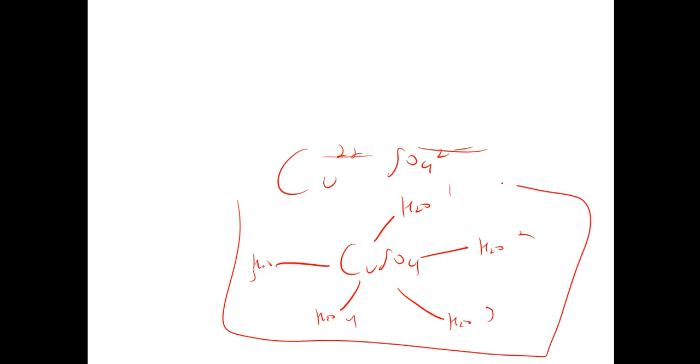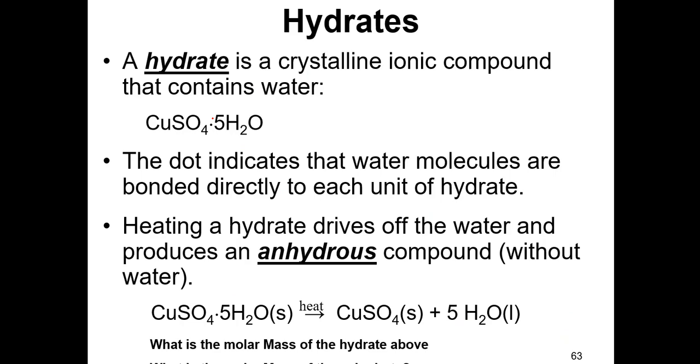Now, they're attached to each solid copper sulfate, so technically all of this is considered a solid. And anything that has a nice solid repeating structure we call a crystalline solid. So crystalline means a repeating pattern. So technically you're holding solid water in your hands when you hold a hydrate. So we usually will put a multiplier here and tell you how many water molecules are covalently bonded to it.